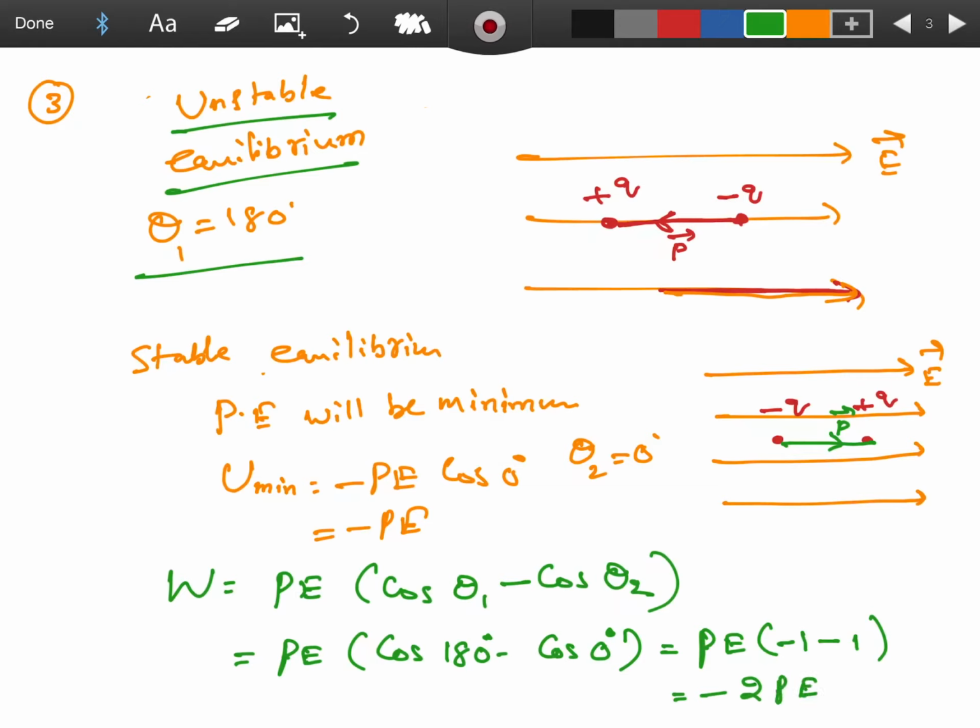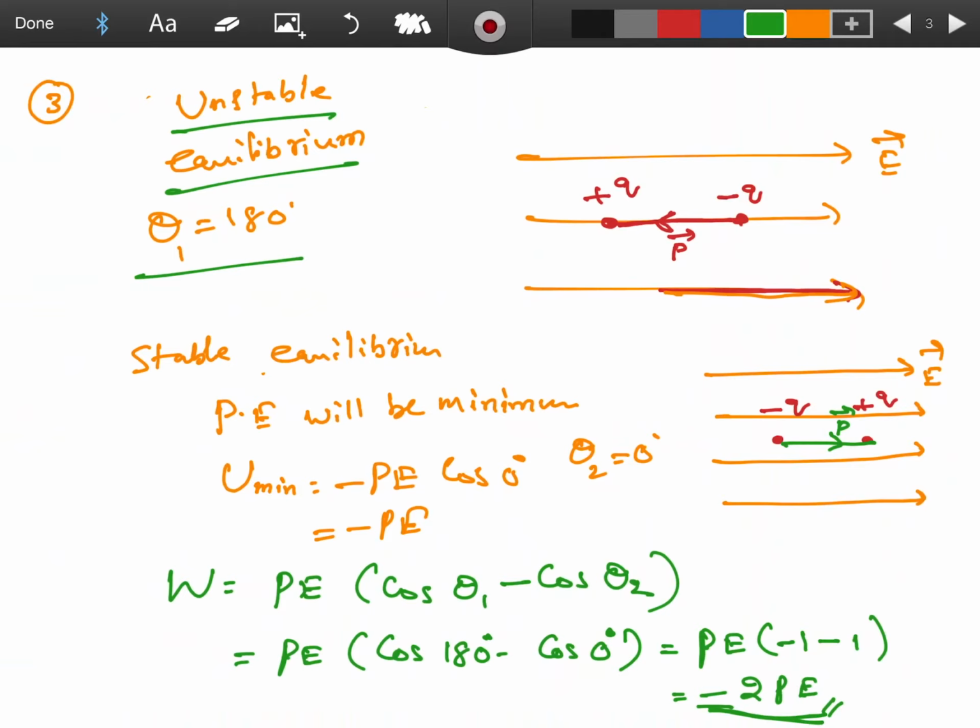See, most of the students write 2PE. That is not correct. Here sign convention is very important. Unstable to stable is minus 2PE, stable to unstable is plus 2PE.